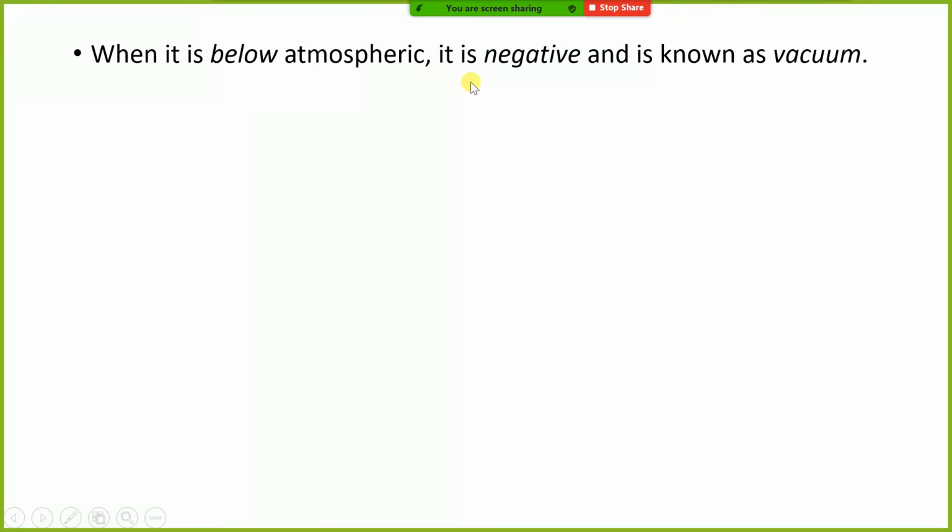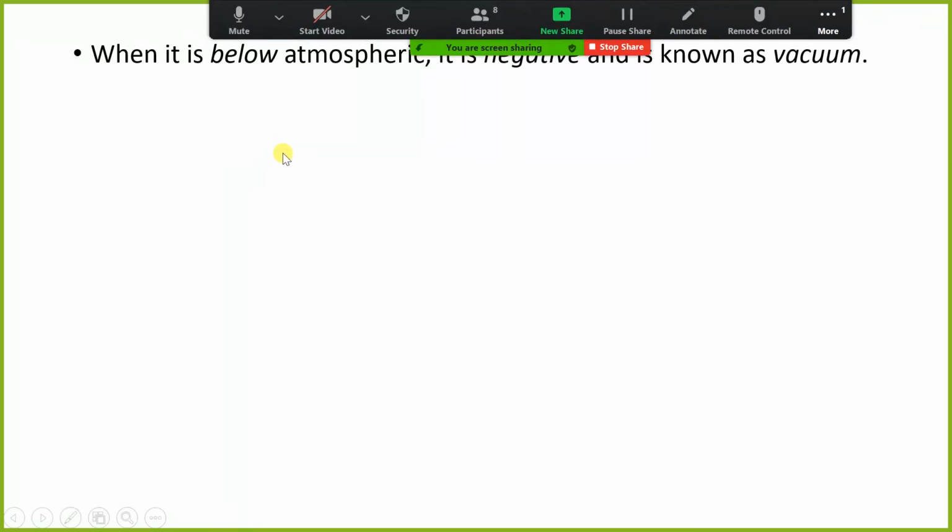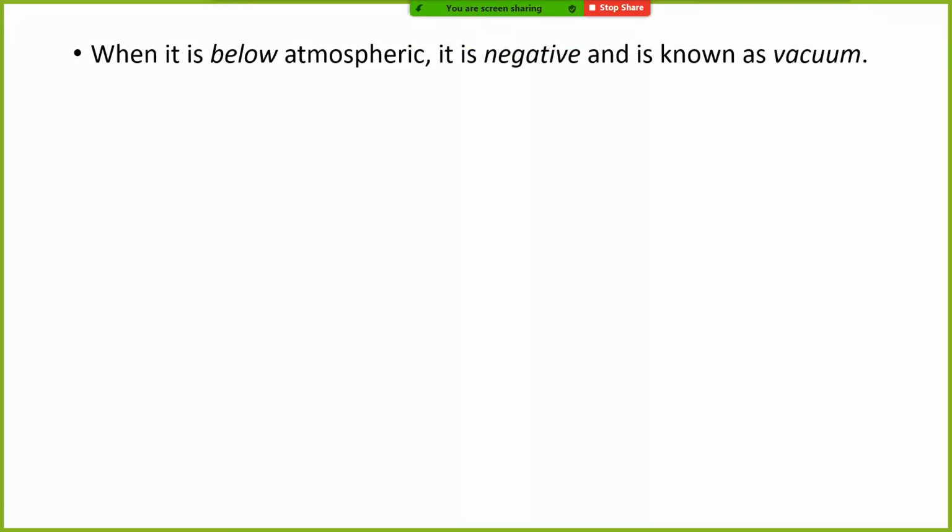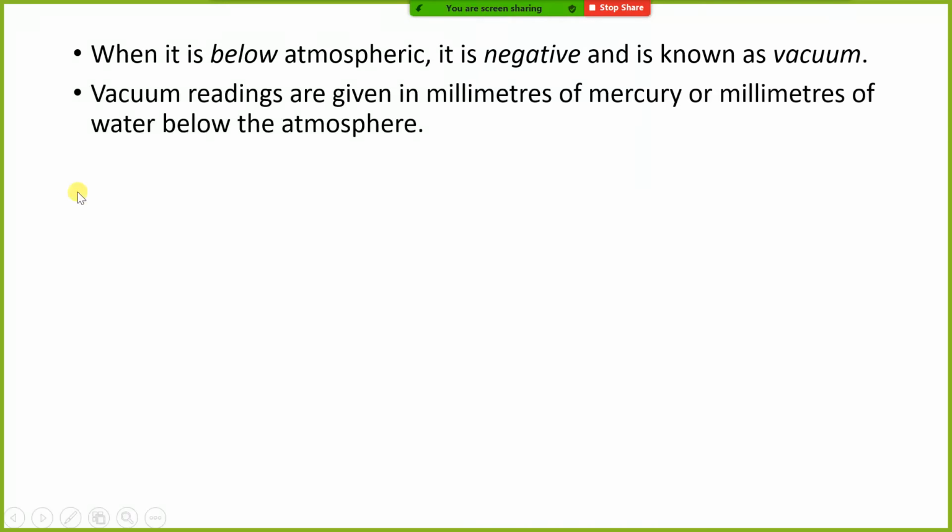In a pressure gauge, zero reading represents the atmospheric pressure. If the reading we are getting is above zero, then it is positive pressure, or we can say it is a gauge pressure. But if the pressure gauge shows a reading below zero, it means it is a vacuum, and that pressure is said to be negative pressure. Vacuum readings are given in millimeter of mercury.